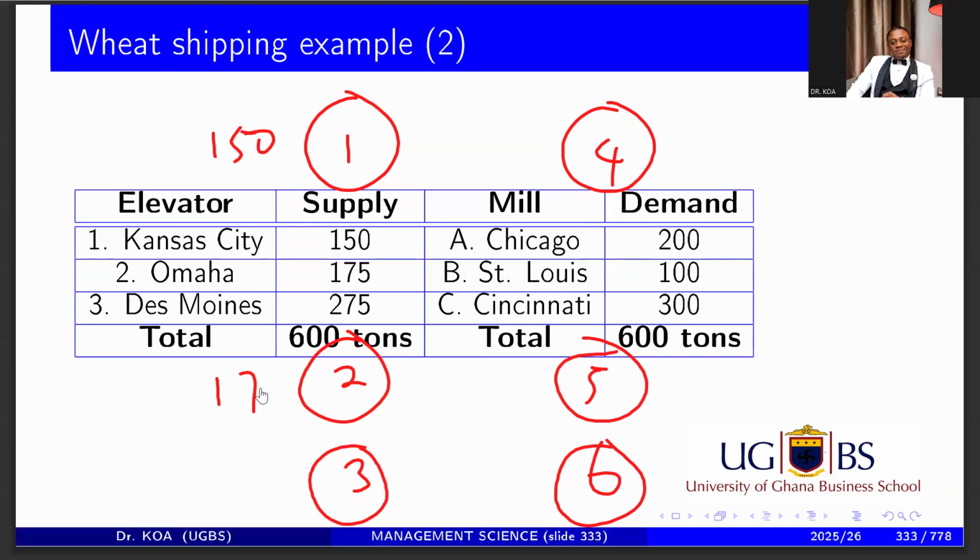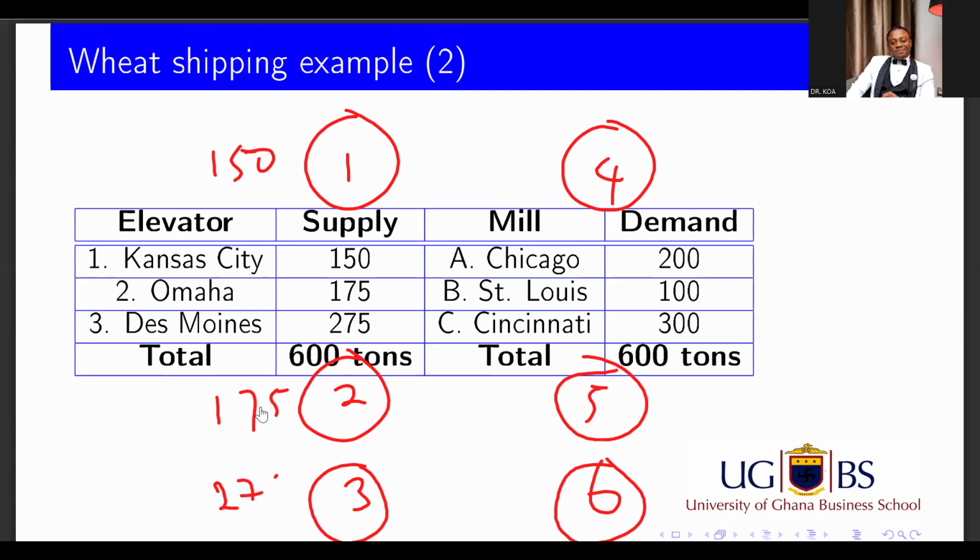And then you write 275 here. For the demand, you will write 200 for the first one, 100 for the second one, you attach it to it, and then 300 for the last one. Then at the bottom, you put the total supply and the total demand in your graph. You should be doing it whilst I'm doing it.